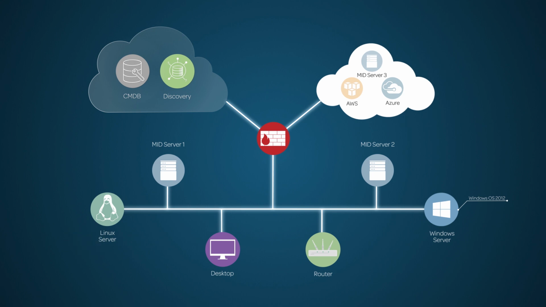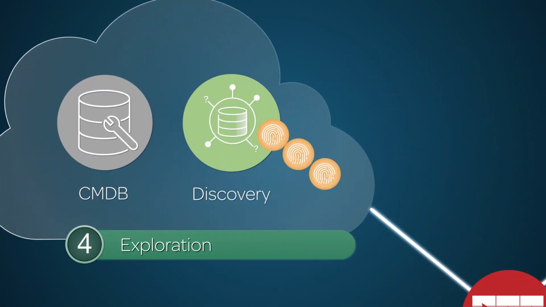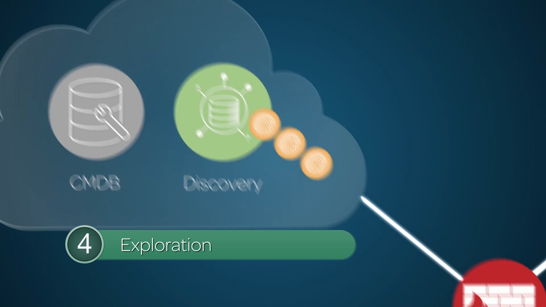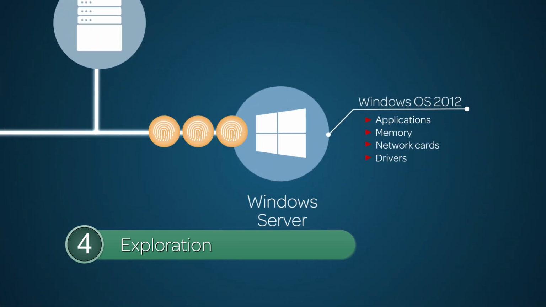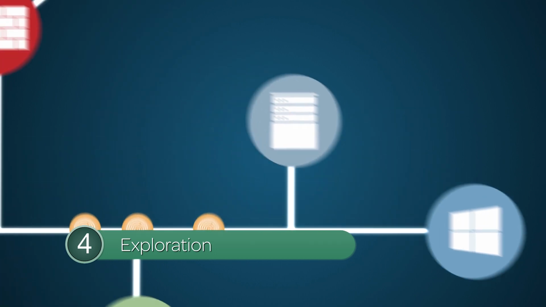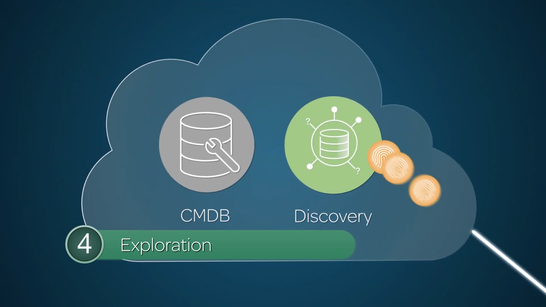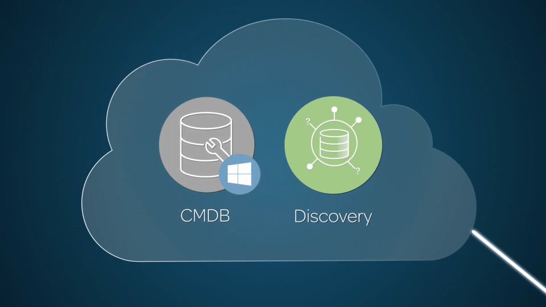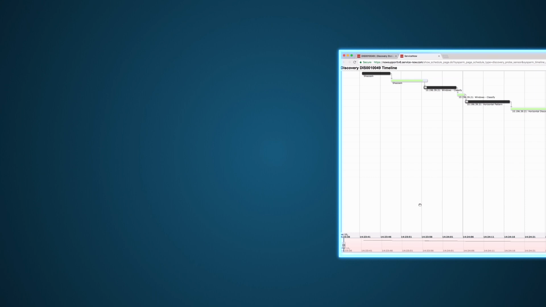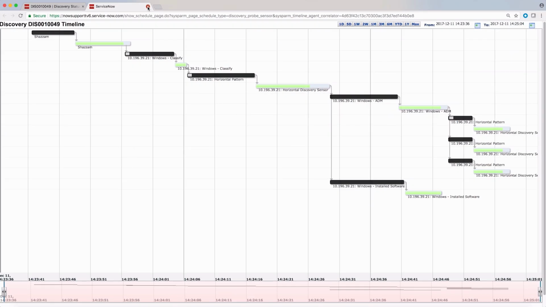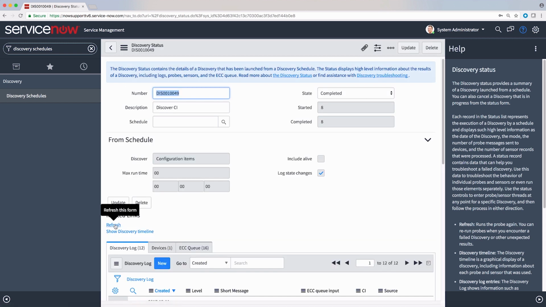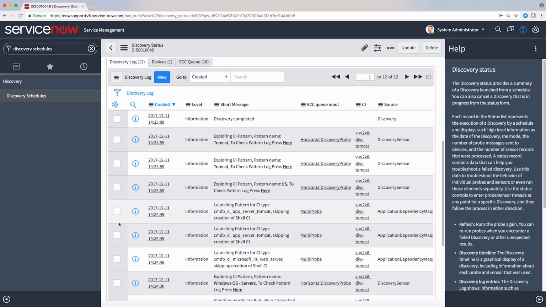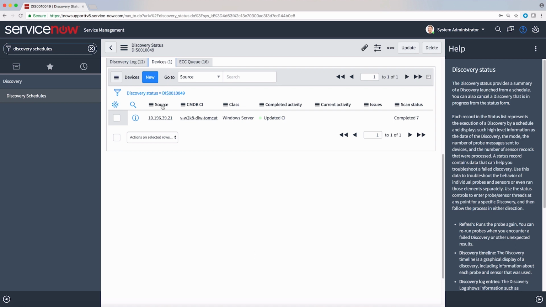Once identification is successfully completed, the fourth phase, exploration, gathers additional information about the device, like the applications running on the device and attributes such as memory, network cards, drivers, and more. Discovery processes the results and updates the CMDB. When the Quick Discovery status is completed, we can see if a CI was created or updated. We can view the record of a newly discovered CI in the CMDB.